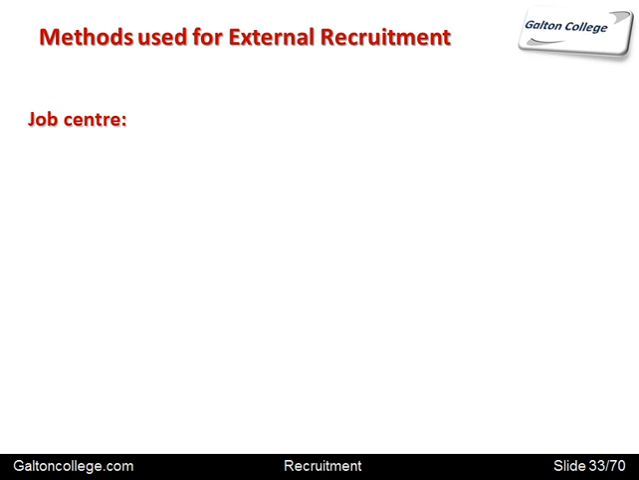Now the methods used for external recruitment, it could be the job centre. This could be services provided by the government. The government is keen to reduce unemployment, to get people into work, to make people more productive. And they offer services of trying to match workers from within the general population, people who are registered at the job centre, perhaps who are currently unemployed, match those with the requirements of industry.